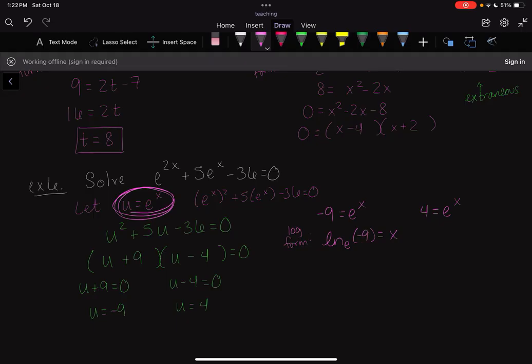Now be careful with this. This is not allowed. Ln of a negative number is not allowed. So extraneous, not a good answer. Don't box that in. Very bad. But the other one is good. So ln base e into logarithmic form. Now you don't have to write the e on there, so you can just write ln of 4. So that is the answer to this problem.